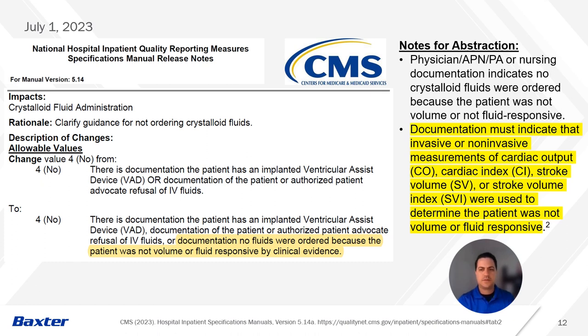I'd like to cover some perhaps underrated CMS changes that hit the HIQR in July of this year. This was version 5.14 that actually had an update, looking specifically at the guidance of not giving crystalloid fluids in the early shock phase of sepsis. So the documentation of not fluid responsive can now be used as exclusion criteria if those measures were taken with either cardiac output index or stroke volume index.